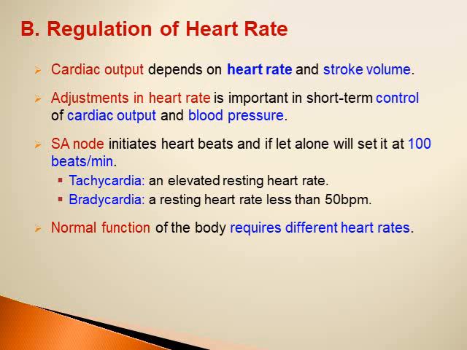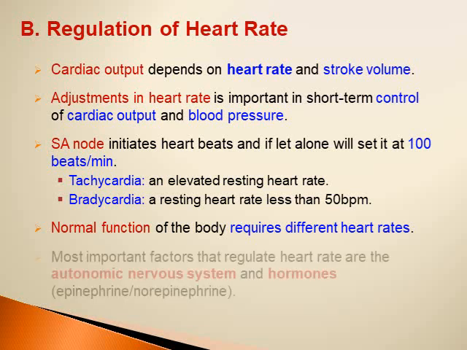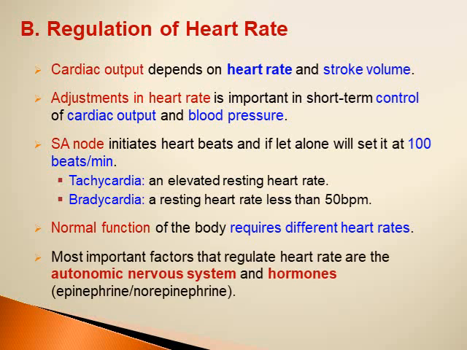Normal function of the body requires different heart rates. So the heart rate that is sufficient at rest is not sufficient during physical activity. Therefore, we have to increase the heart rate in order to increase the overall cardiac output, and you have better flow or sufficient flow to the exercising muscles. The most important factors that regulate the heart rate are the autonomic nervous system, sympathetic and parasympathetic divisions, as well as hormones, mainly epinephrine and norepinephrine.